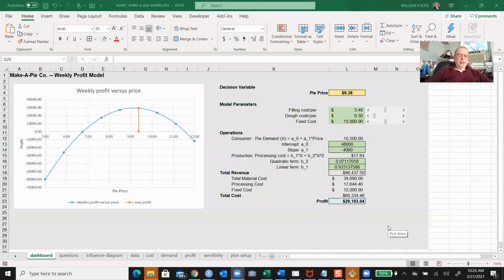On the screen, you will see the very first page, tab, worksheet. I'll typically use worksheet to describe this. And it's a dashboard. It's called Make a Pie Company. There's an accompanying video and description of this model, and again, in the context of spreadsheet engineering.